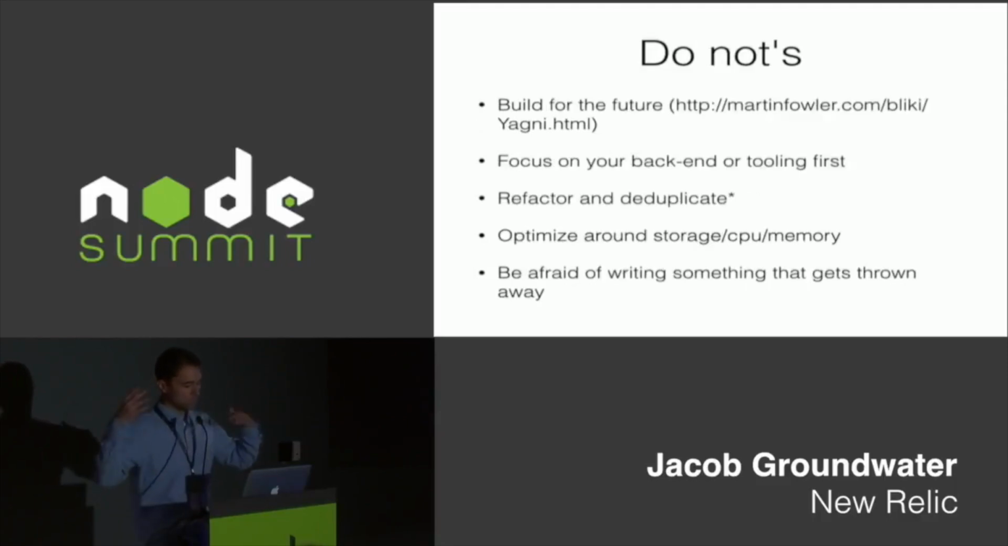My whimsical don'ts are: don't build for the future, you ain't gonna need it. Don't focus on your backend and your tooling to make the most superest, best backend and tooling. Don't refactor and deduplicate unless you need to for the next experiment. If you finish your code, don't look back on it and go, oh, I see how the same thing could be expressed with fewer lines here. Because you actually don't know what the next iteration is going to yield.